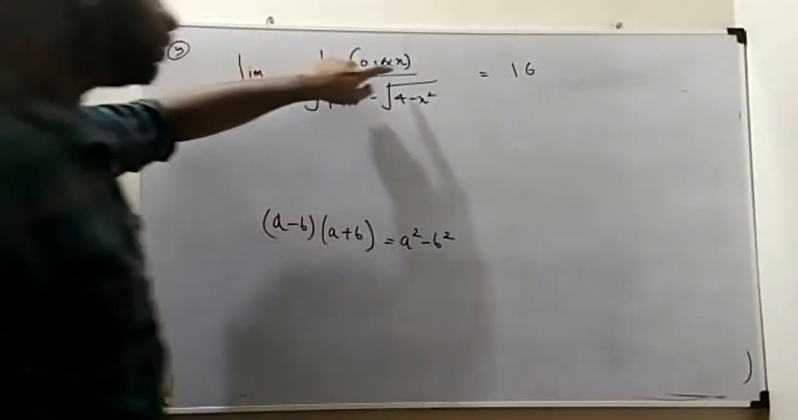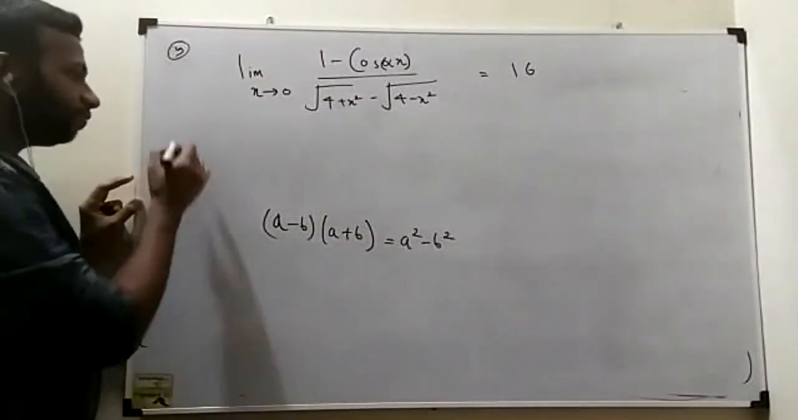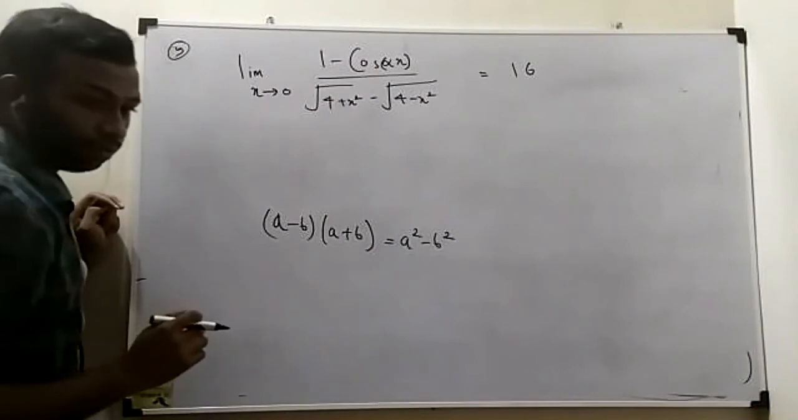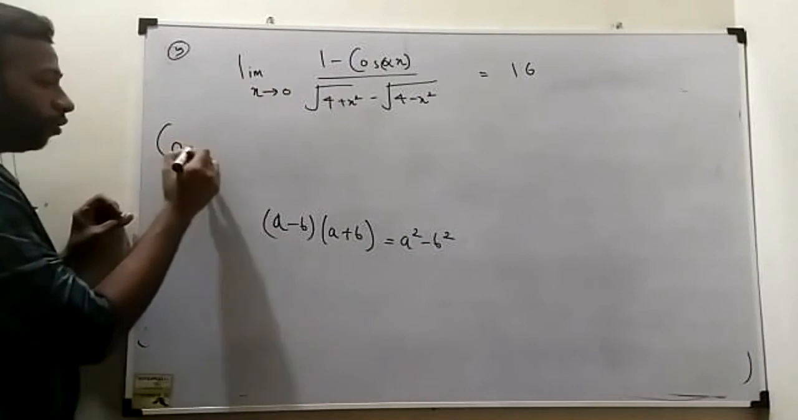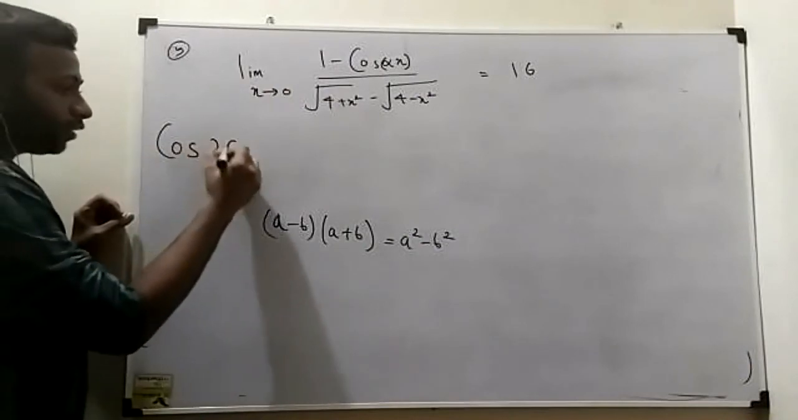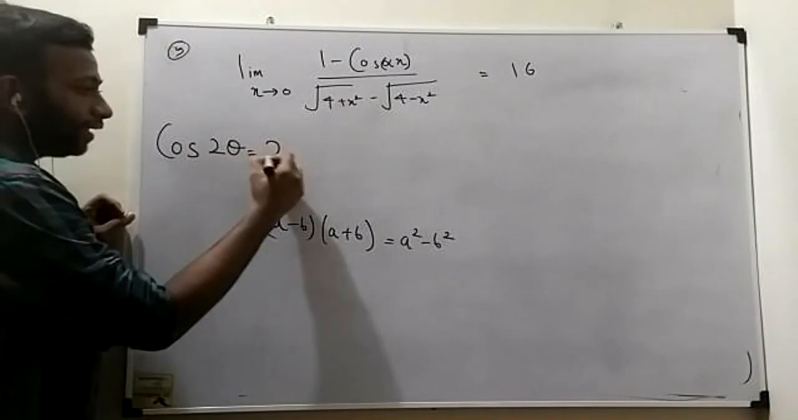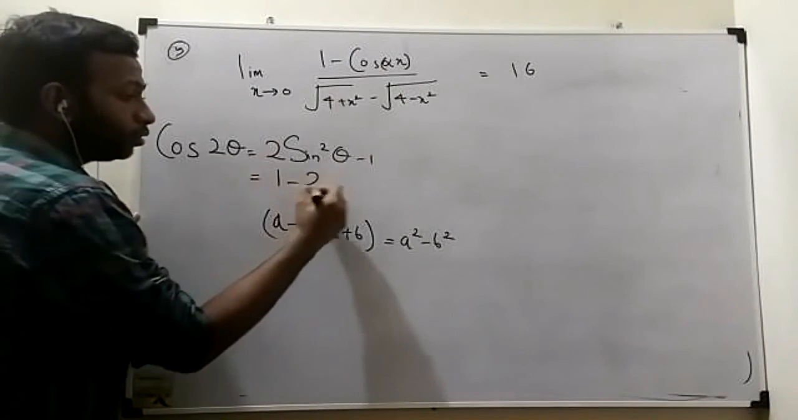For 1 minus cos alpha, there are two ways you can do this. One, whenever you see a 1 and you have cos, you can cancel this 1 by substituting using the cos 2x formula. So cos 2 theta can be written as 2 cos square theta minus 1, or it can also be written as 1 minus 2 sin square theta.